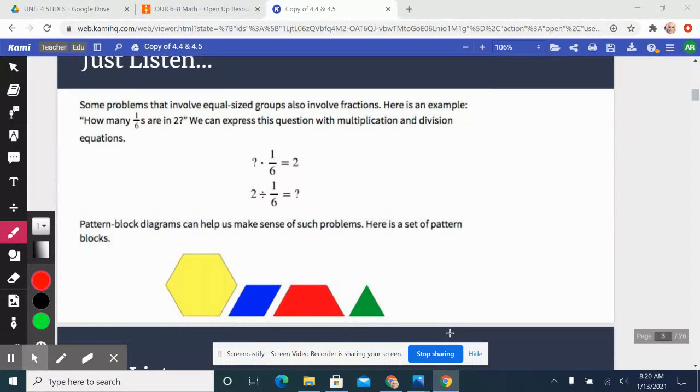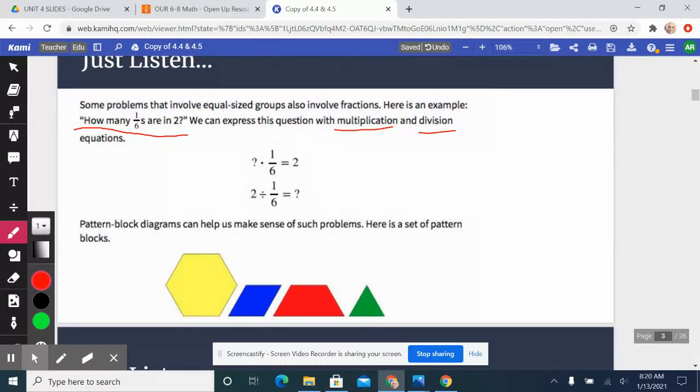It says some problems that involve equal size groups also involve fractions. Here is an example. How many 1/6s are in 2? We can express it as multiplication or division. So your multiplication is something times 1/6 is 2. Or we could go the opposite way where we have the whole divided by the part, right? So 2 divided by 1/6 makes something.